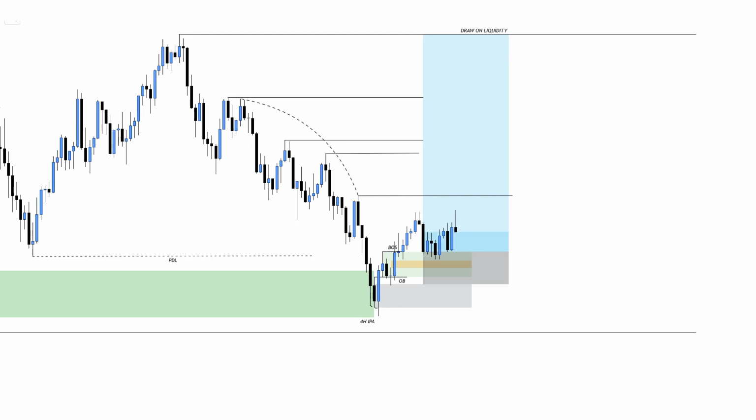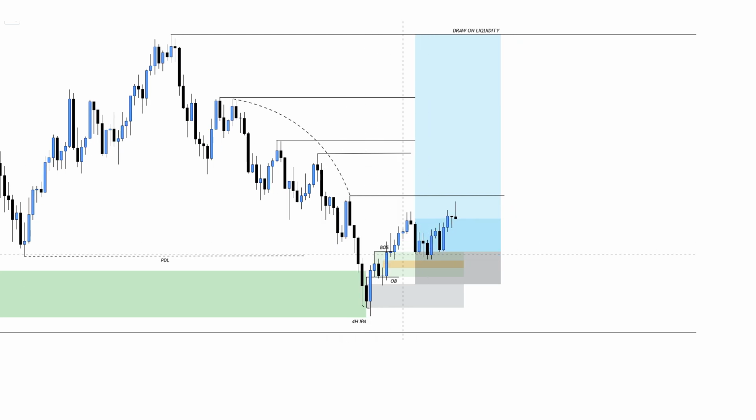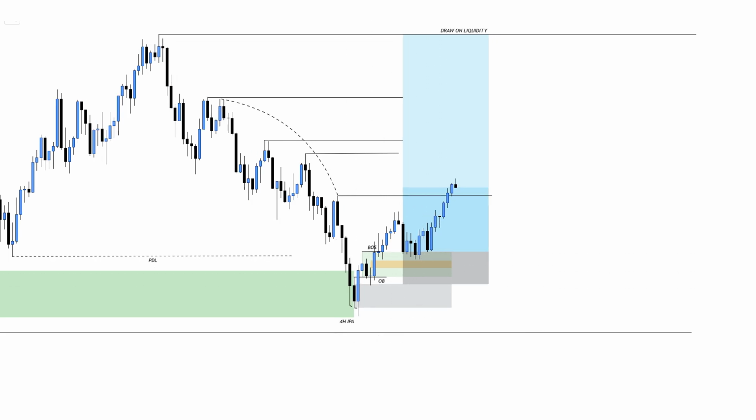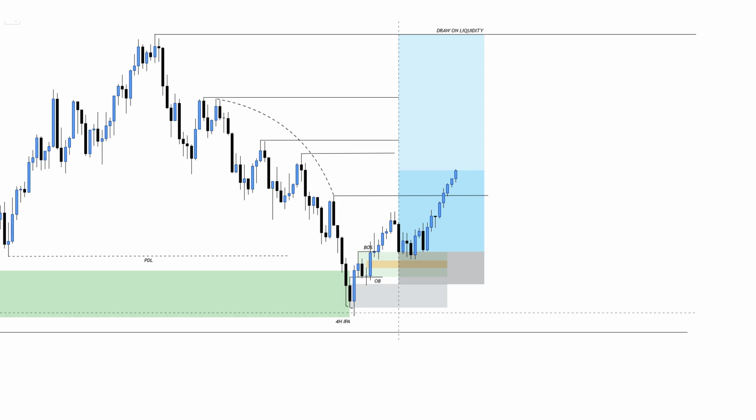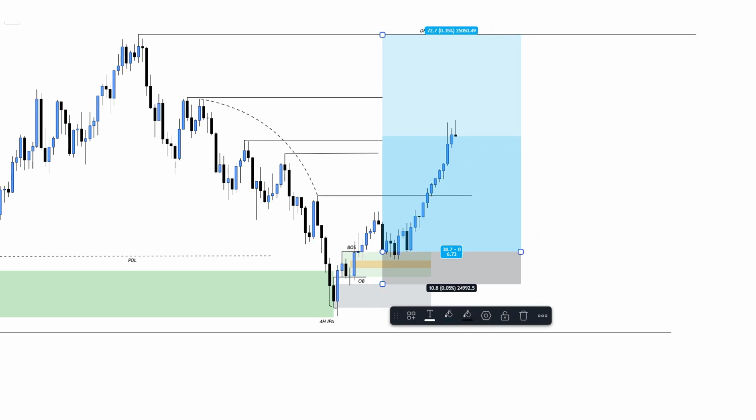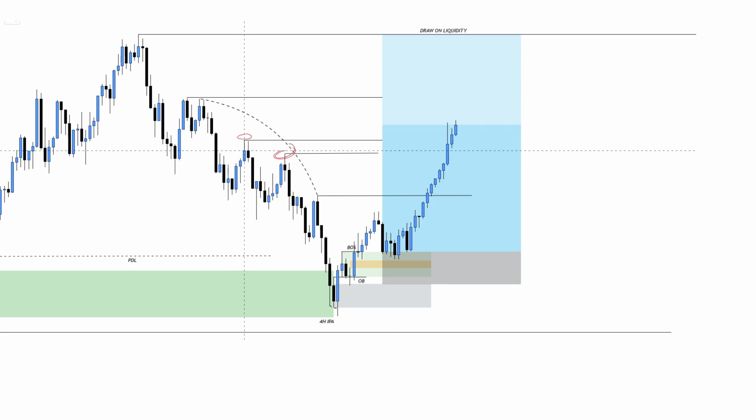Now, as you guys can see, price is still playing around. It respected our broken old high. It respected it clean. And then our first take profit got hit. And now we're going to extend this out. And then price came in, extended even longer, and gave us our second and third take profit.